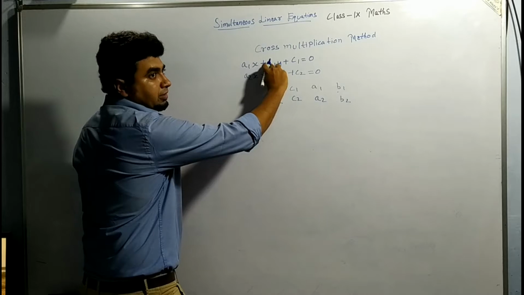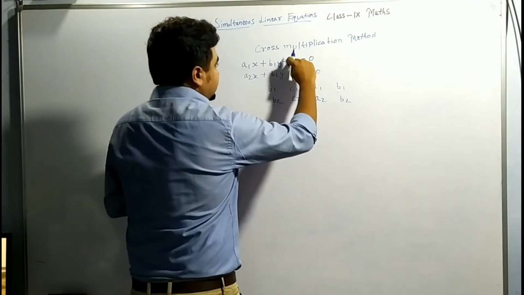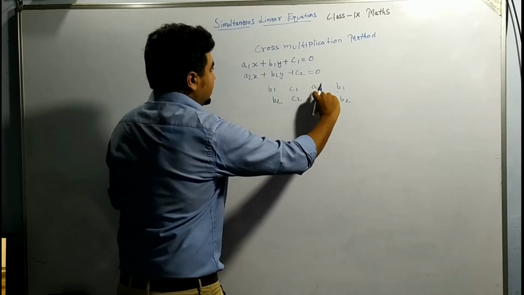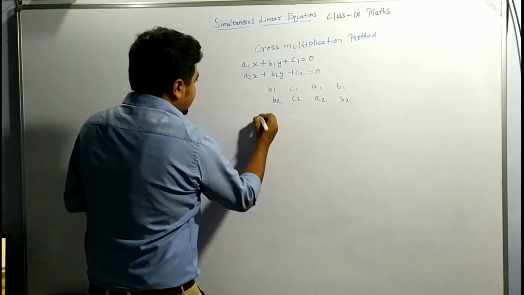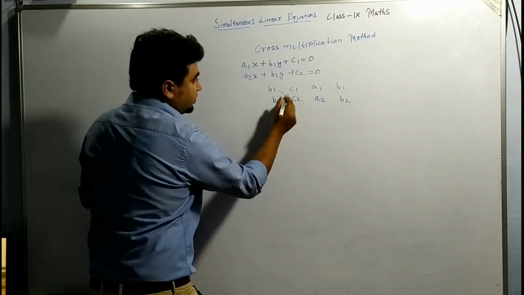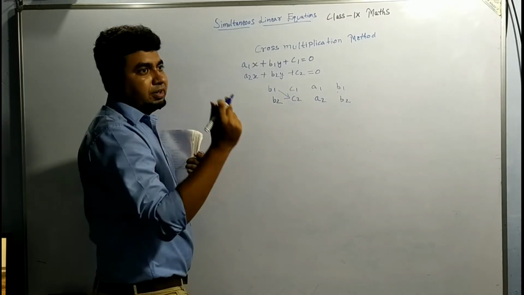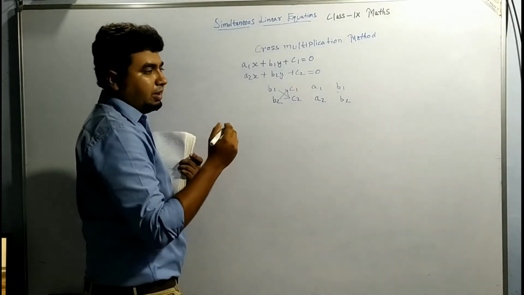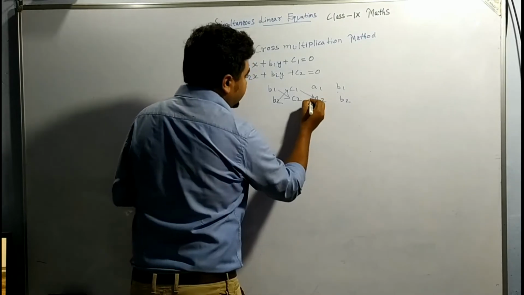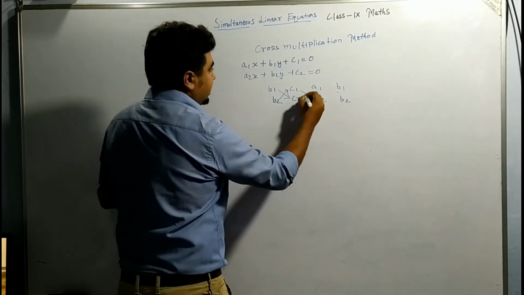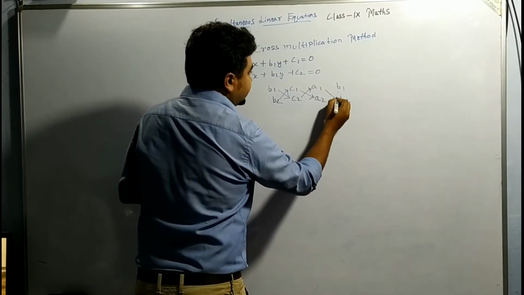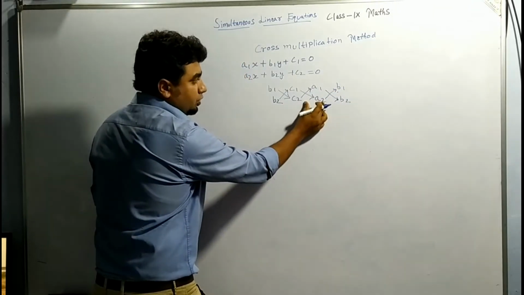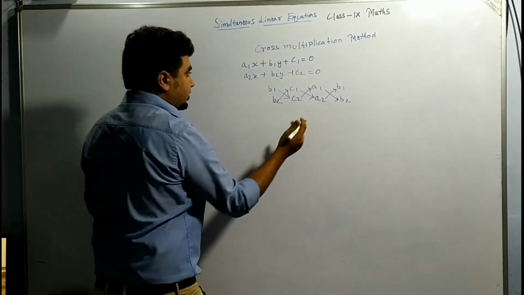First I am writing from here, then I am writing c1 and c2, then a1, a2, then b1, b2 again. The way is that if I represent with a down arrow it means plus sign, and if I represent with an up arrow it means minus sign. So this is plus and this is minus, this is plus and this is minus. See, this is one cross multiplication, this is another cross multiplication, and this is another cross multiplication.